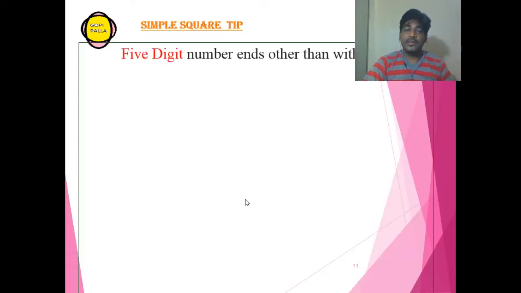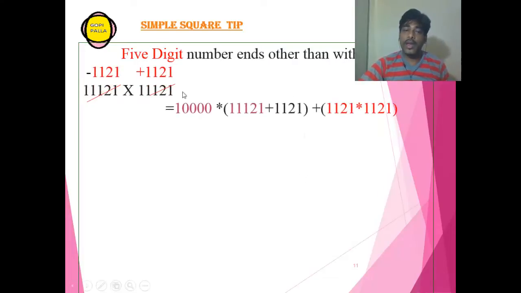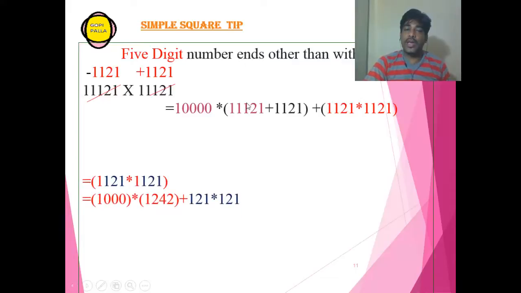Next, the 5-digit number ending with something other than 5. If I take 11,121 multiplied by 11,121, this is near to 10,000. So we make it 10,000, and we add this 1121 to the other number, and we multiply 1121 by 1121 and add to this number. We know how to calculate the 1121 multiplication, which we already saw in the previous slide, but again I would like to show you how easy it is.